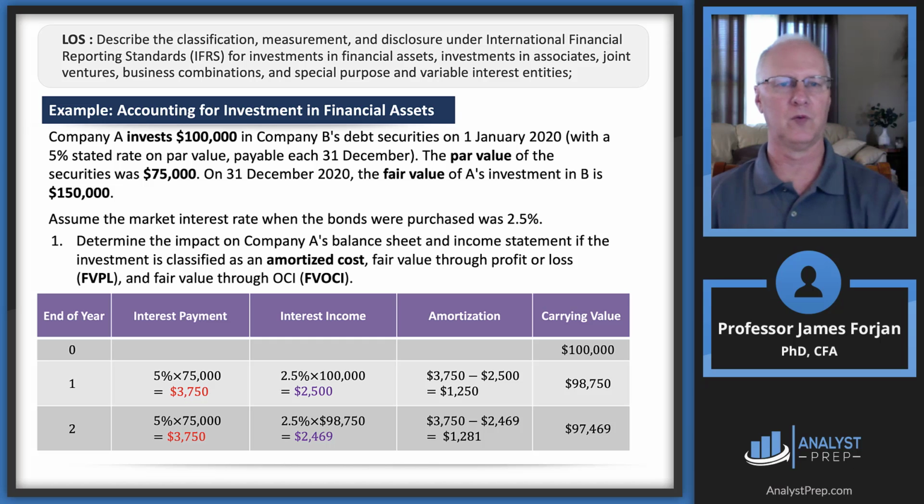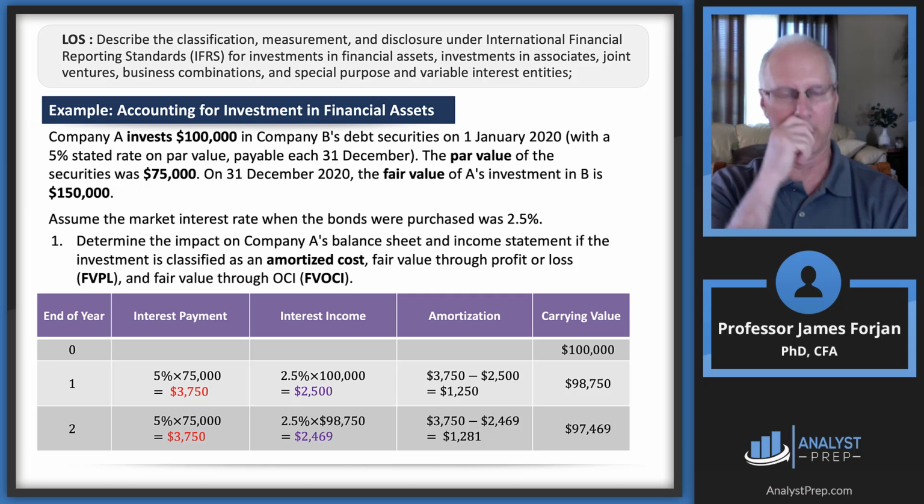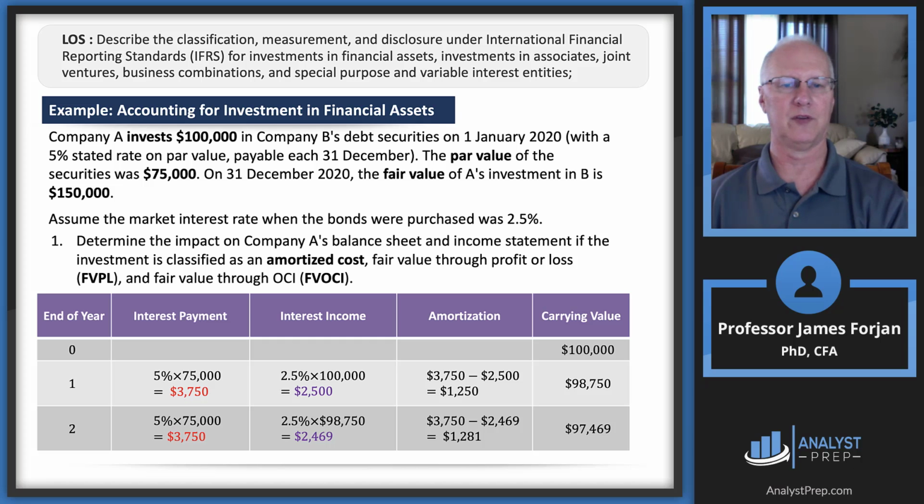All right, question 1: determine the impact on balance sheet and income statement if we're classified using those three methods. So let's do amortization first here. How do we get the coupon payment? Remember, interest payment, coupon payment, they mean the same thing. So we're going to take that 5% coupon rate that's given up in that second line, times the par value of the bond. That gets us $3.75.